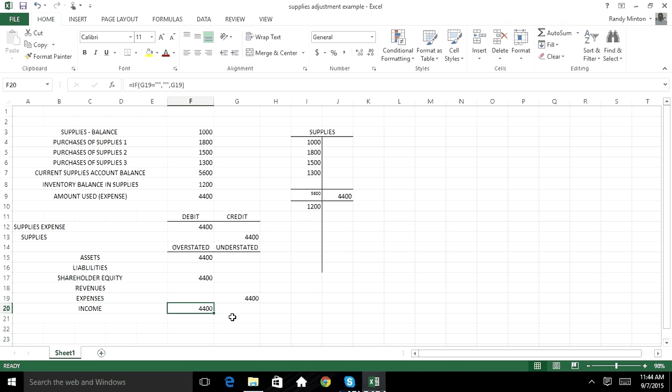Remember that stockholders' equity, that section, has within it revenues and expenses in total and your income. Okay? Now revenues have a normal credit. That means that when revenues go up, stockholders' equity goes up. Expenses have a normal debit. And when expenses go up, stockholders' equity comes down.